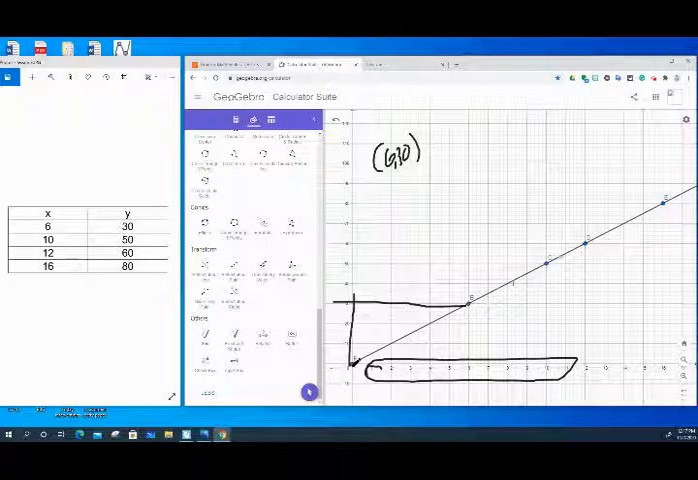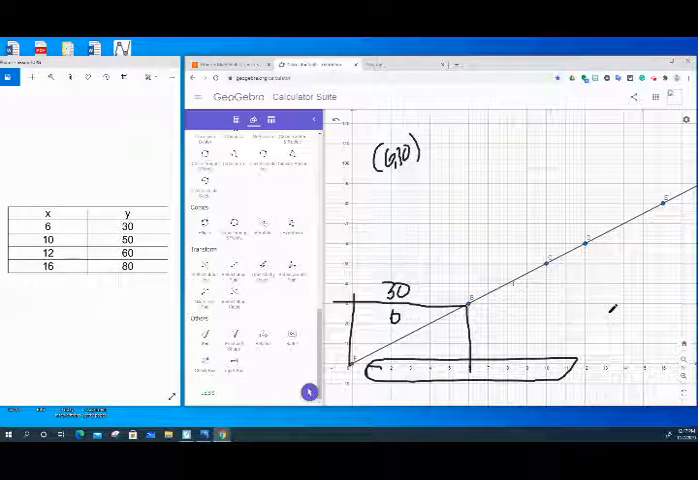So the first thing I know is my rise. I'm going to go up 10, 20, 30. I'm going to write it over the line, and then go down to that point right there. So it looks like my slope is 30 over 6.